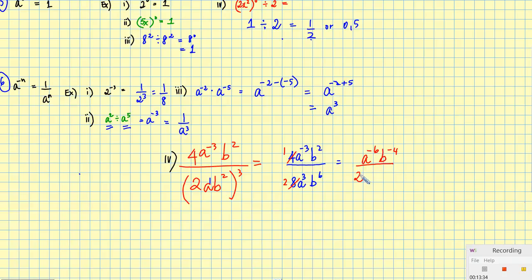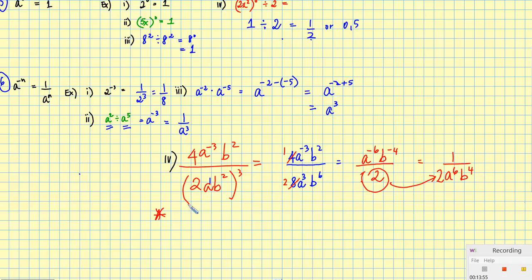Now, in order to turn these into positives, I would have to bring them down to the bottom, so that it would be like saying 1 over a to the 6th, b to the 4th. And because that 2 is already underneath there, then it's 1 over 2a to the 6th, b to the 4th.